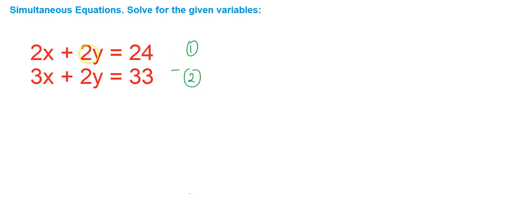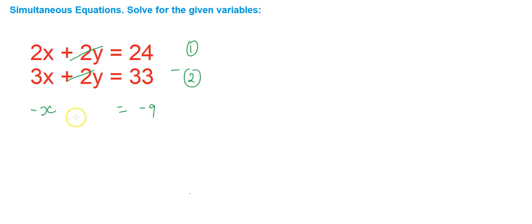So positive 2y minus 2y, that cancels each other out. We have 2x minus 3x, so that's minus 1x. And on this side we have 24 minus 33, so that's minus 9.